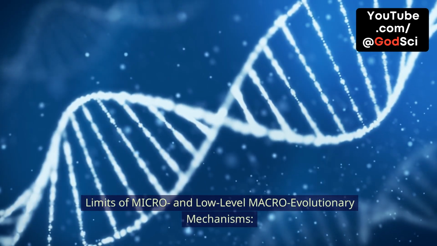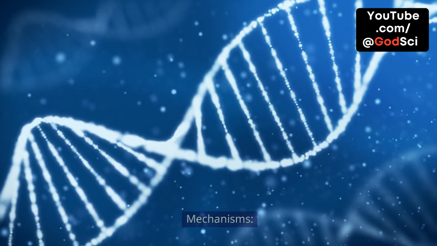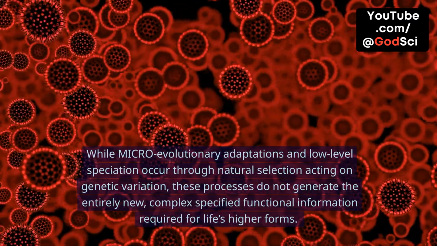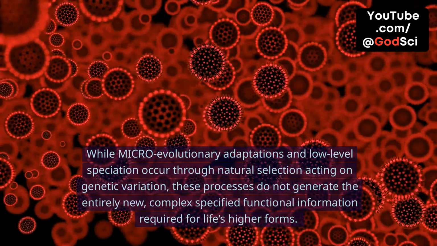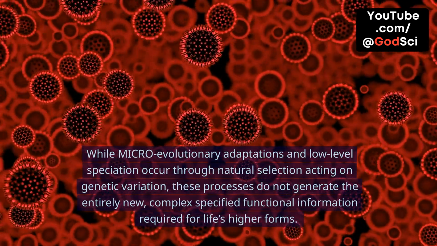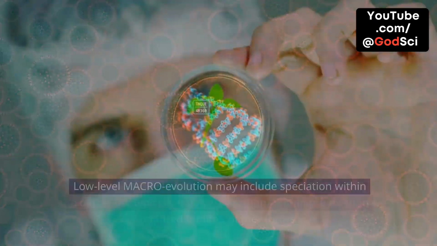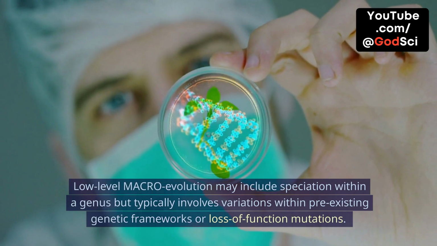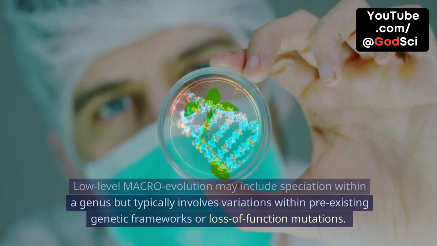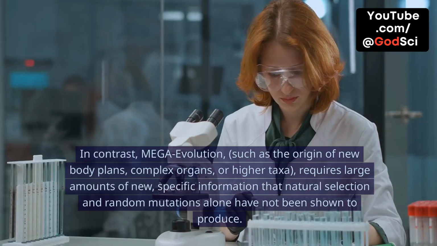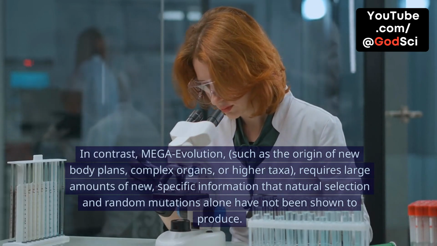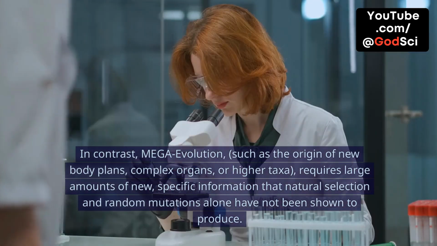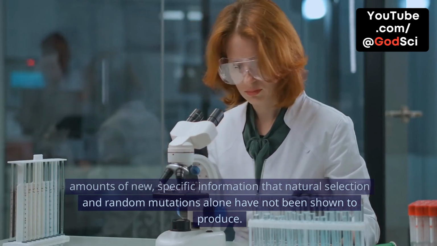Limits of micro and low-level macroevolutionary mechanisms. While microevolutionary adaptations and low-level speciation occur through natural selection acting on genetic variation, these processes do not generate the entirely new, complex specified functional information required for life's higher forms. Low-level macroevolution may include speciation within a genus, but typically involves variations within pre-existing genetic frameworks or loss-of-function mutations. In contrast, megaevolution, such as the origin of new body plans, complex organs, or higher taxa, requires large amounts of new, specific information that natural selection and random mutations alone have not been shown to produce.